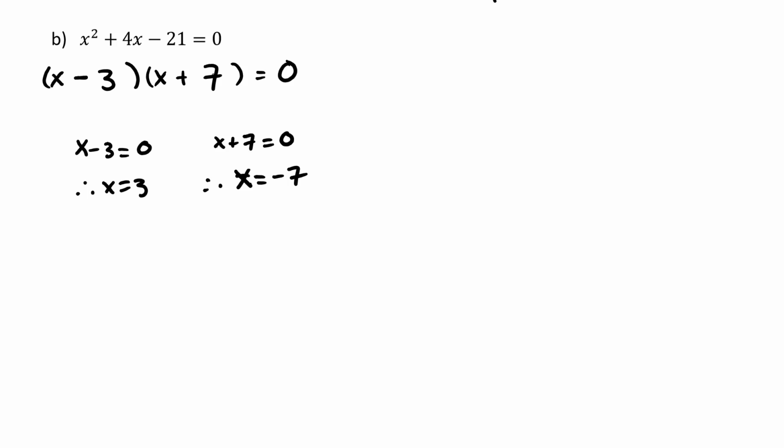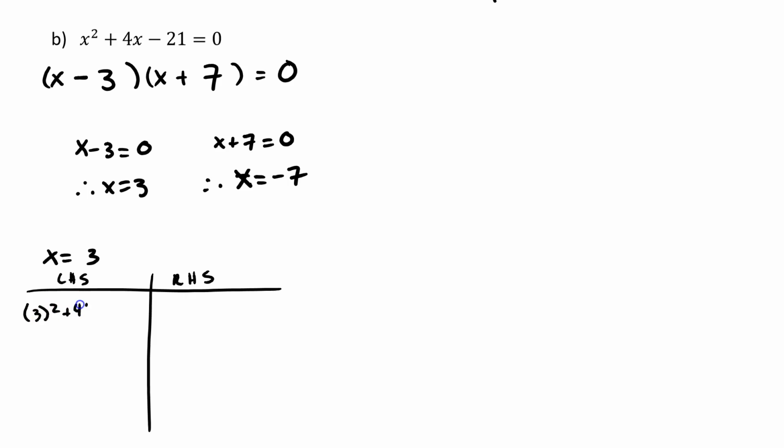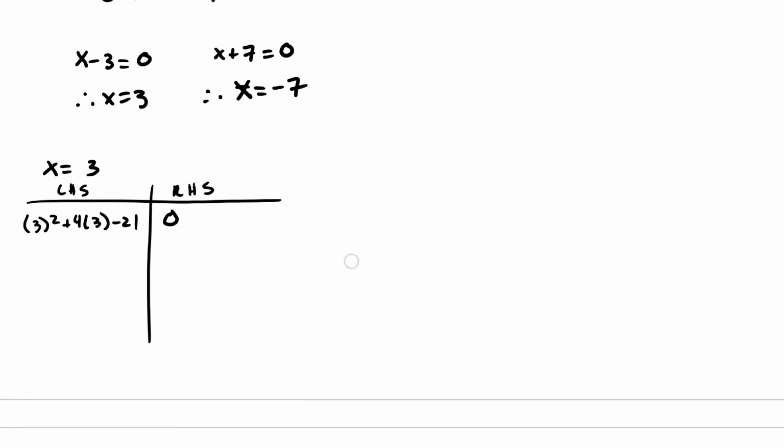So now we need to verify twice. So if x equals 3, left-hand side, right-hand side, and I would say 3 squared plus 4 times 3 minus 21 is 0. Right-hand side, 0. 9 plus 12 minus 21. 9 plus 12 is 21, minus 21 is 0. Woohoo!